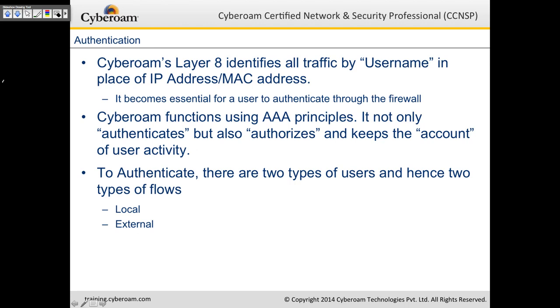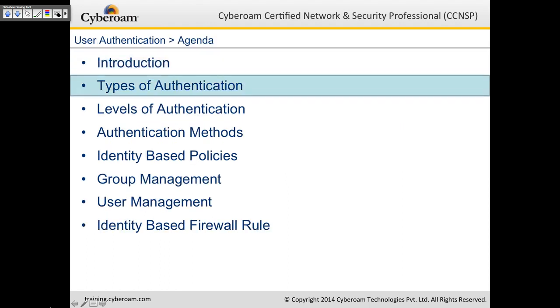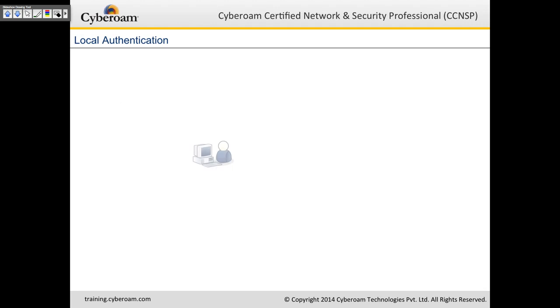So in order to authenticate to Cyberoam, there are two types of users and hence two types of flows. The first one is a local authentication, wherein you create the users and the groups on the database of Cyberoam itself, and the other one is the external authentication, wherein you integrate Cyberoam with any external authentication server. It can be Active Directory, LDAP, Radius, or any other external authentication server. So let's have a look at the different types of authentication.